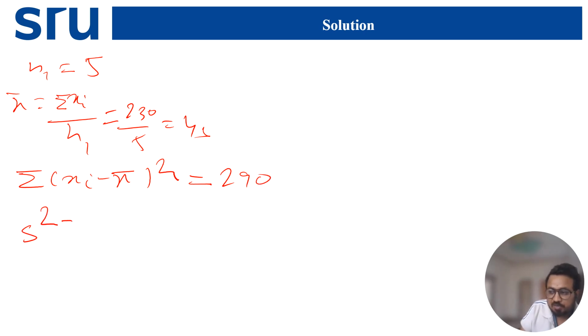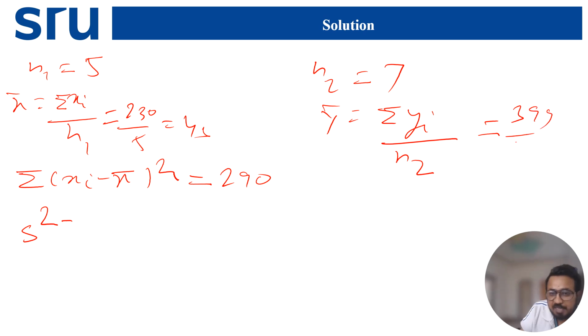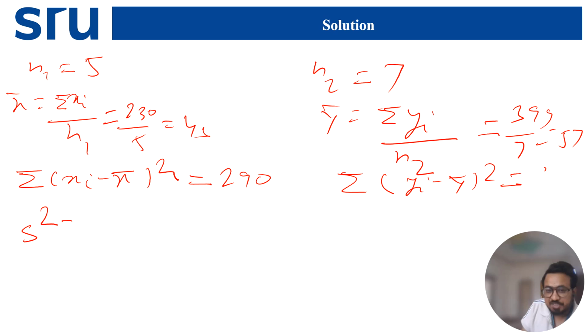So first we again find the values for n2 equal to 7. y bar equals summation yi by n2, so this is equal to 399 by 7, which is 57. Now again we will find the value of summation yi minus y bar whole square. This is equal to 926. Now we will find the s square.